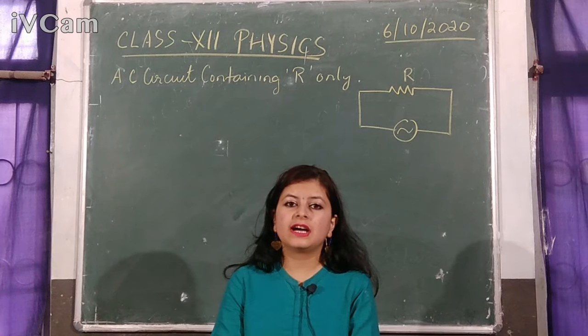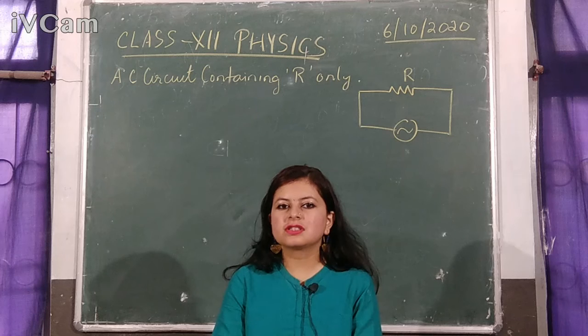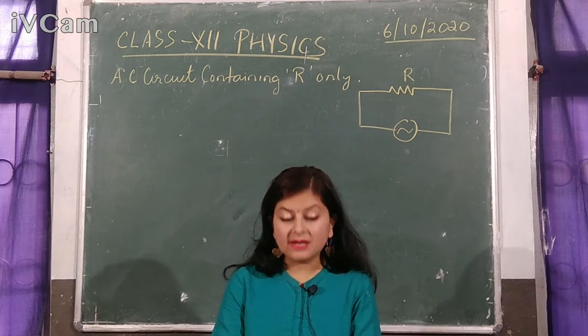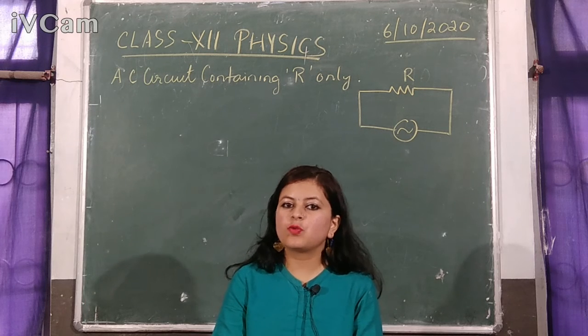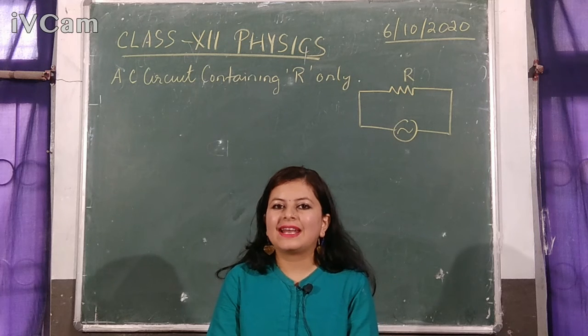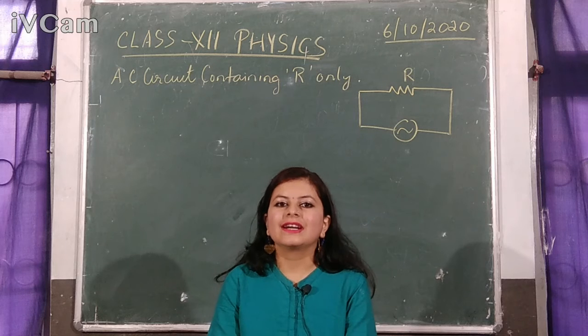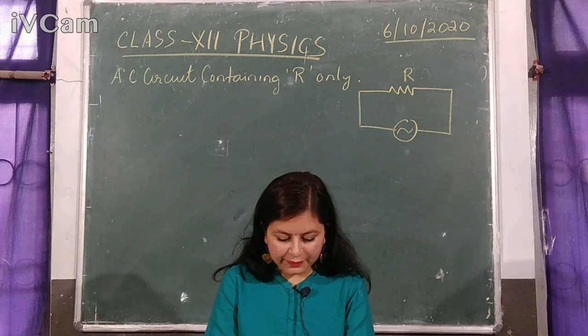Today in this class, we are going to analyze a few circuits in which the source of current is going to be alternating current, and we are going to connect some elements like resistance, inductance, and capacitance one by one to the source of alternating current. We are going to analyze the phase difference between the current and the EMF of the circuit using a diagram called phasor diagram, and we are also going to analyze it using the wave diagram. All right, so let's begin with the first circuit.